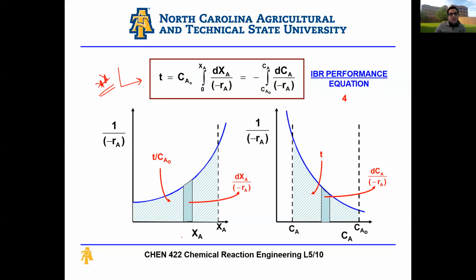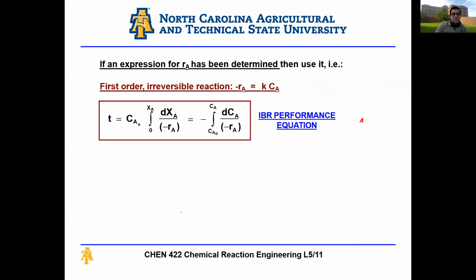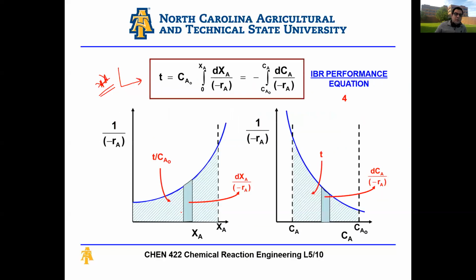Okay, and if I look at the plot here, if I plot basically 1 over minus RA versus XA, I can really get some parameters just by plotting. So T over CA naught is the area under the curve, dX over minus RA is a discretization of a piece of the area under the curve. Okay, so how do you use this equation?